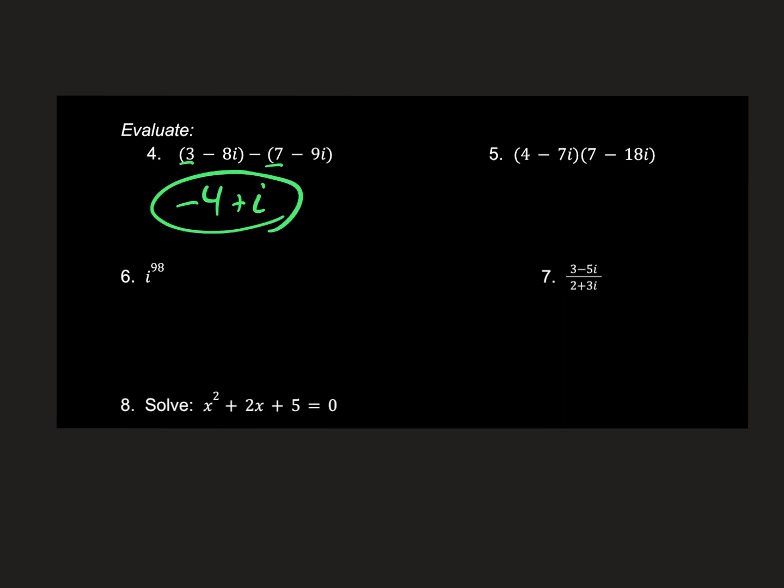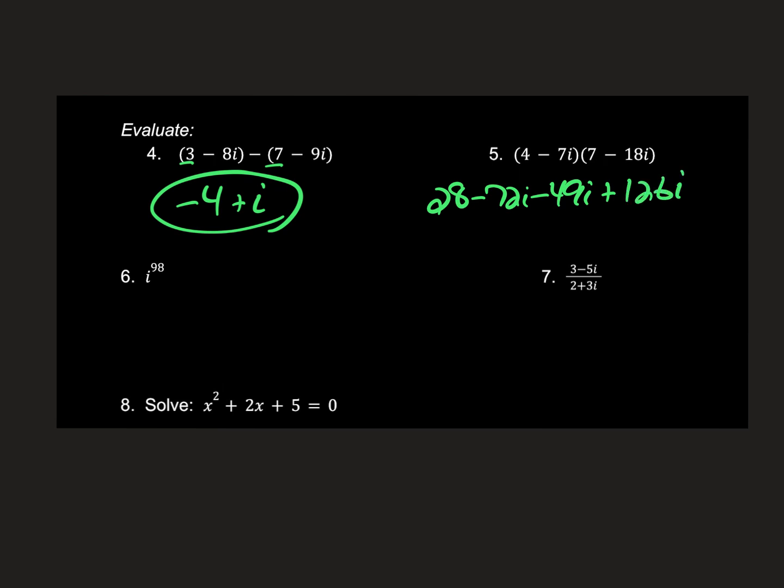Number 5 is FOIL, so I'm going first. Outer is -72i, inside is -49i. Last is positive, 7 times 18. Everybody knows that 7 times 18 is probably something like, I don't know, 126.